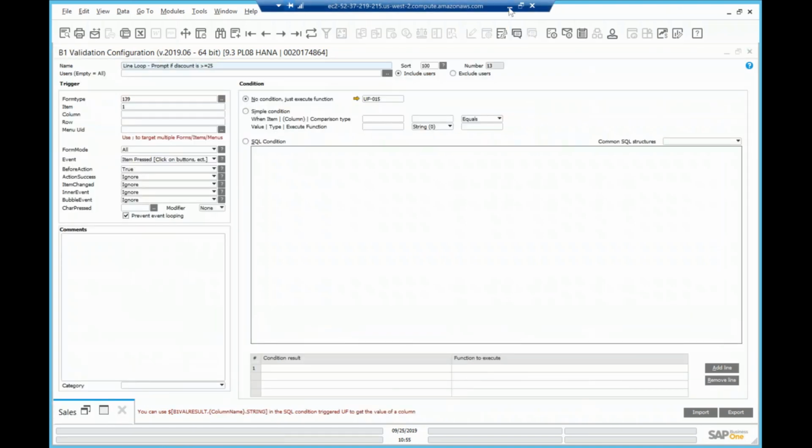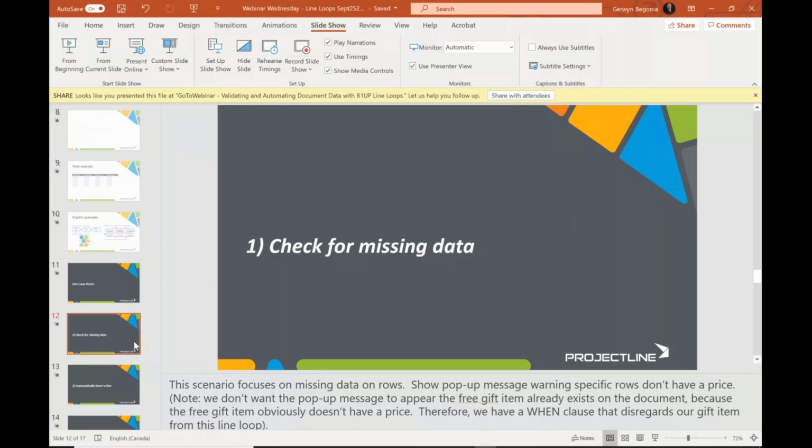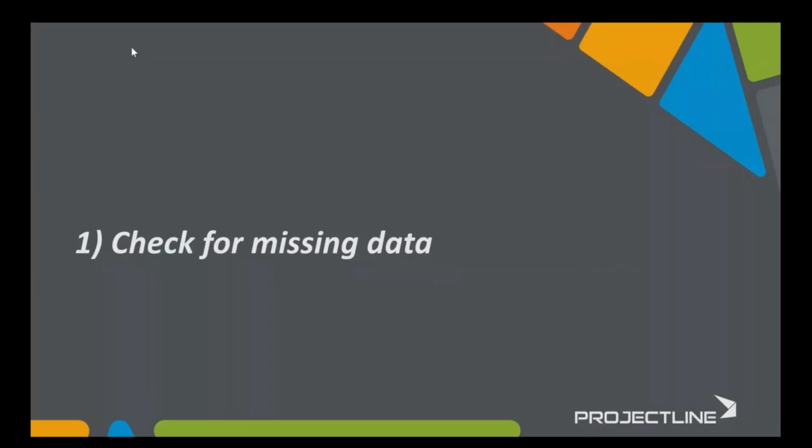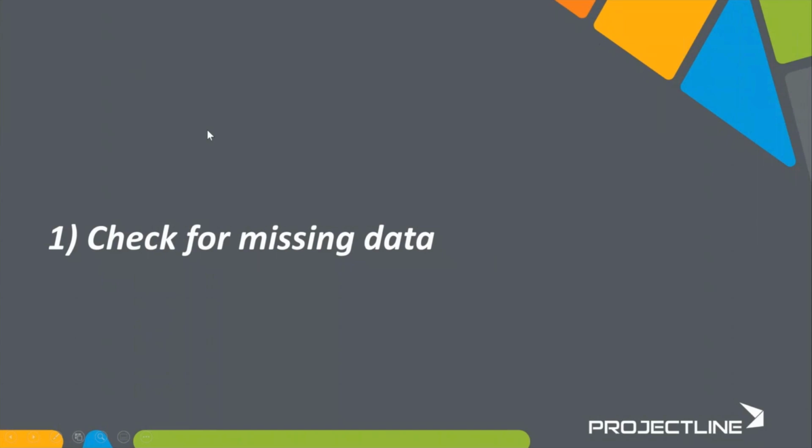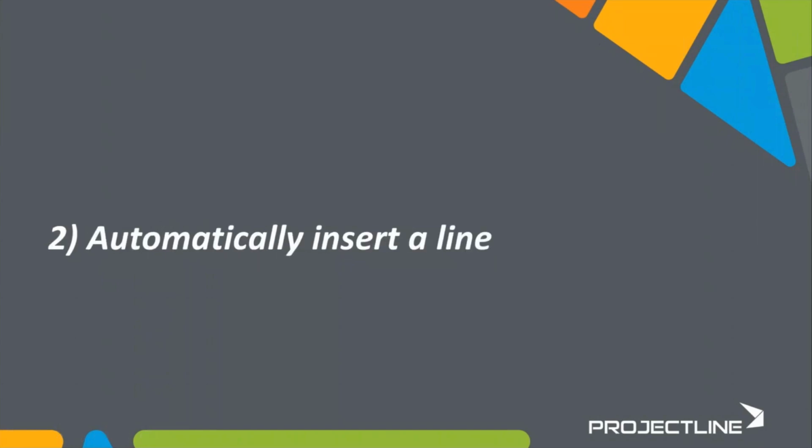Okay, so moving along, let's go back to our PowerPoint here. We checked for missing data. We also checked for incorrect data. But what if we want to automatically insert a line? A common use case for this is we want to give a customer a free gift or a sample item if they meet a specific rule. So let's say, for example, the customer spends over $1,000.